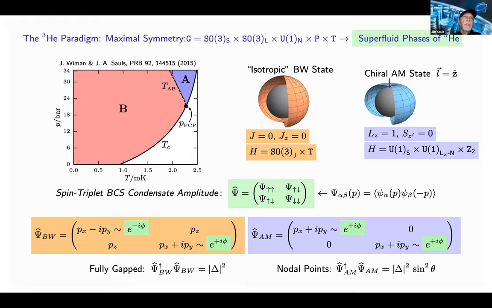So below Tc, we have a transition into spin-triplet p-wave superfluids. And in fact, there are two realizations of the p-wave spin-triplet condensates shown here. The largest part of the phase diagram is the so-called B phase. It was theoretically investigated first by Balian and Werthamer in 1963. And it has the property that all three components of the spin triplet are present.